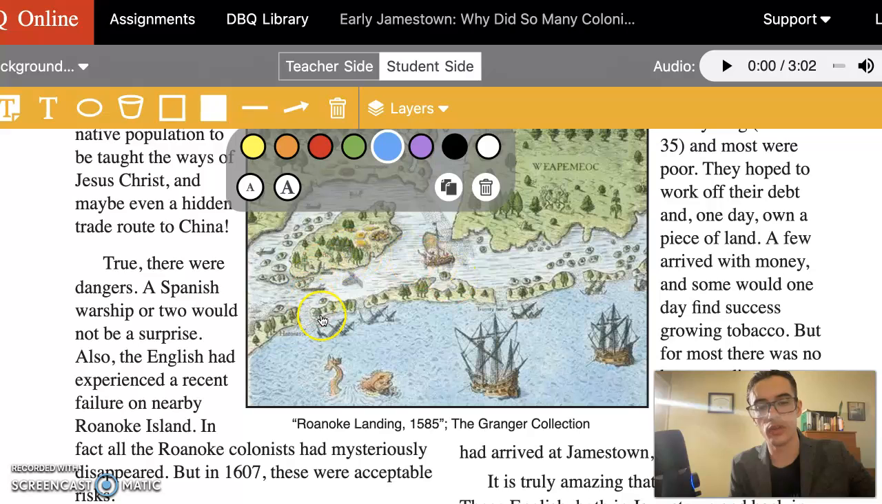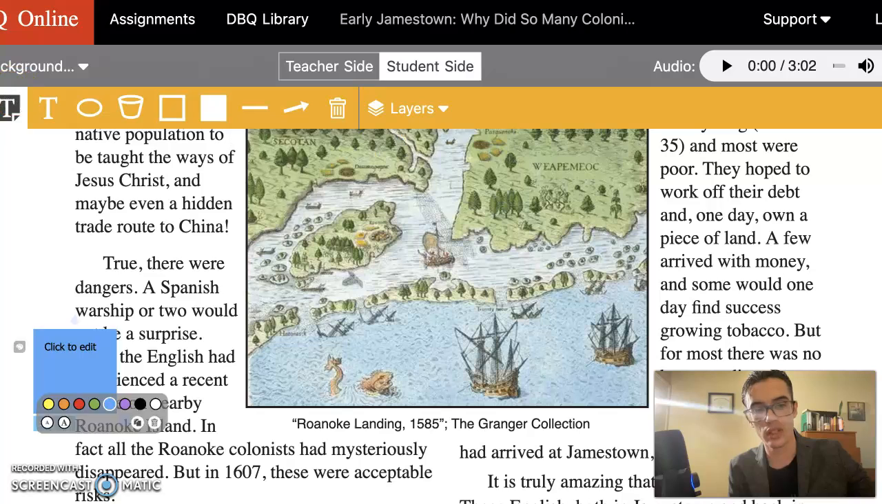Over here is an image of the Roanoke landing, and we'll talk about why that's important in just a second. It was true that there were dangers. A Spanish warship or two would not be a surprise. Also, the English had experienced a recent failure on nearby Roanoke Island. We learned about that one on Friday. In fact, all of the Roanoke colonists had mysteriously disappeared, but in 1607, those were acceptable risks.